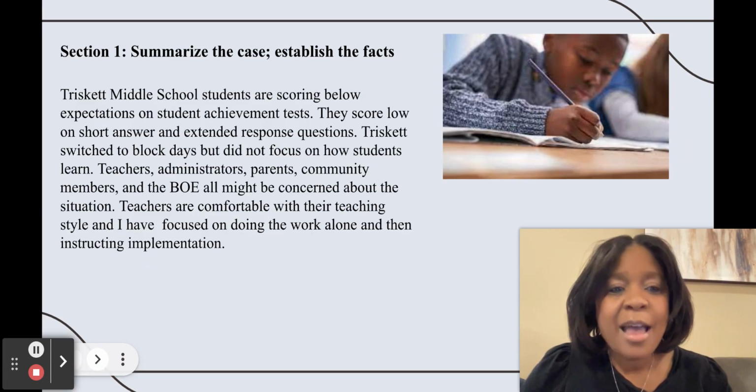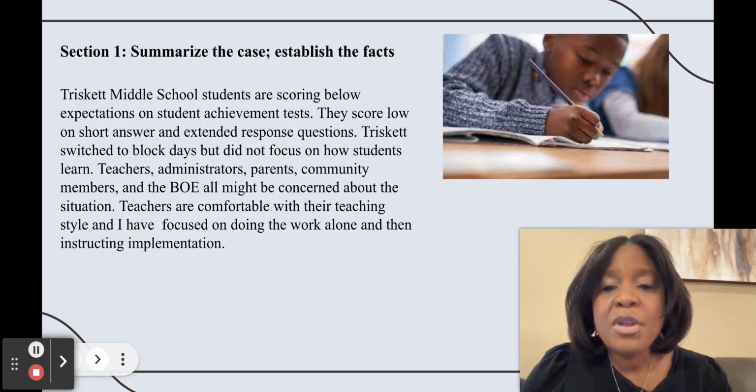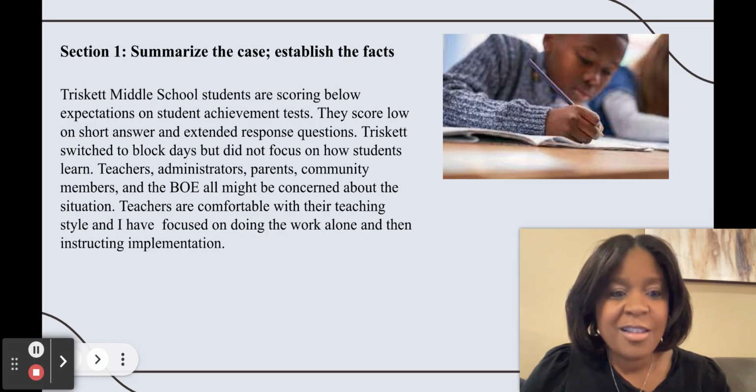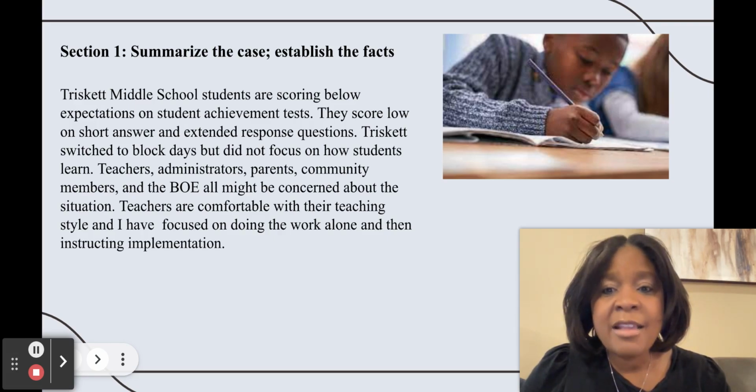Summarize the case, establish the facts. Triscuit Middle School students are scoring below expectation on student achievement tests. They score low on short answer and extended response questions. Triscuit switched to block days but did not focus on how students learn. Teachers, administrators, parents, community members, and the Board of Education all might be concerned about the situation. Teachers are comfortable with their teaching style, and I have focused on doing the work alone and then instructing implementation.